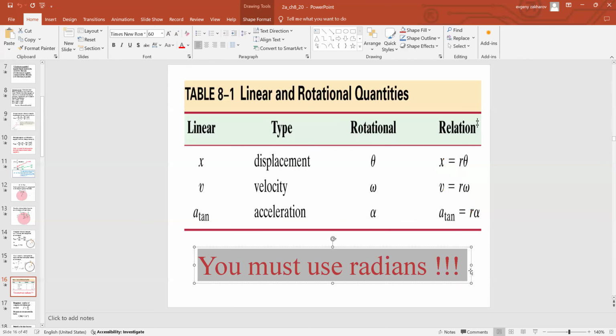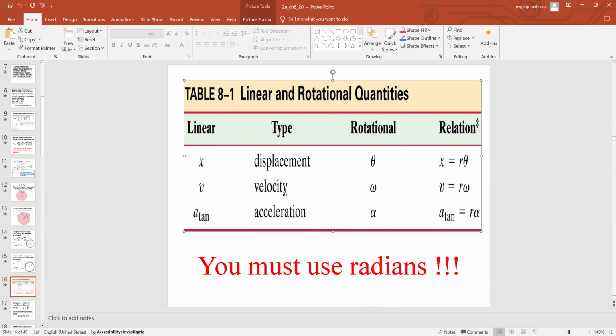You must use radians. See how it's in red and bold and exclamation marks? Do not forget that formulas for rotation are in radians. You have linear displacement in meters, velocity in meters per second, acceleration in meters per second squared. And then for angular parameters, it's going to be radians, radians per second, and radians per second squared.